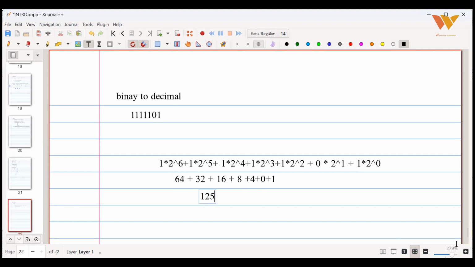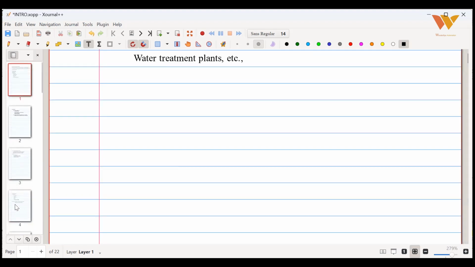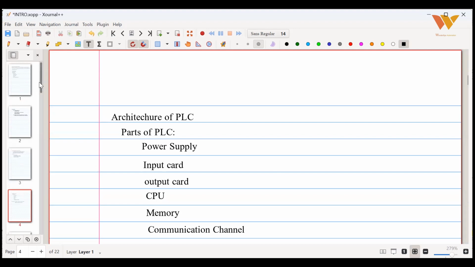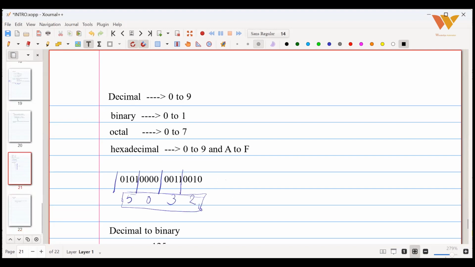Now this is binary to decimal. Any confusion? Is it okay? Okay. This is binary to decimal. Now, if I want to convert from octal to decimal to octal, how have I done it in the binary?